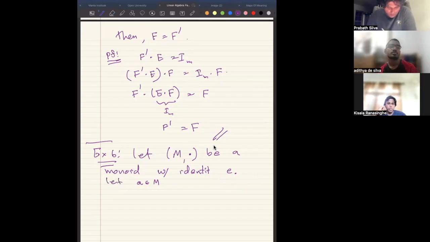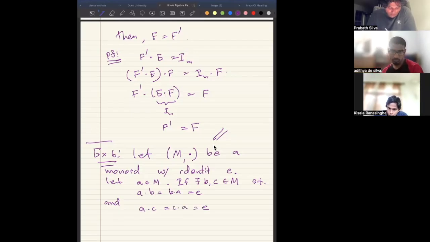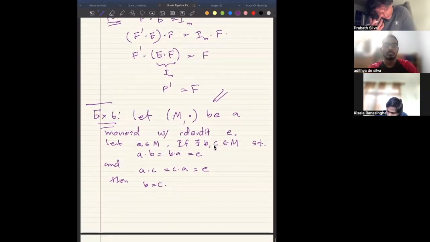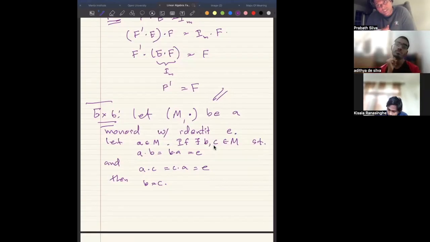Let M... if there exist B and C in M such that A times B equals B times A equals identity, and A times C equals C times A is also equal to identity, then B equals C. So in other words, if you have the inverse, then it is unique. Okay.